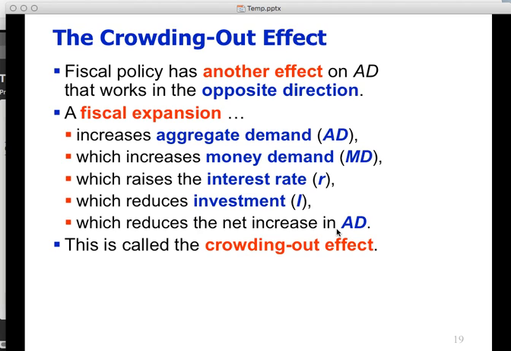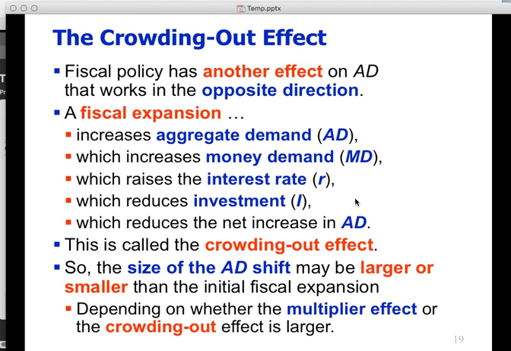The government spends, which increases aggregate demand, which increases money demand. From earlier in this chapter, we know that money demand and money supply in the short run drive the interest rate. So that raises the interest rate, and when you raise the interest rate, that lowers investment. Investment is another component of aggregate demand. So government expenditures, the G part of aggregate demand, will increase, and the C part, consumption, will increase because of the multiplier effect, but the I part, investment, will be reduced. That's called the crowding out effect.